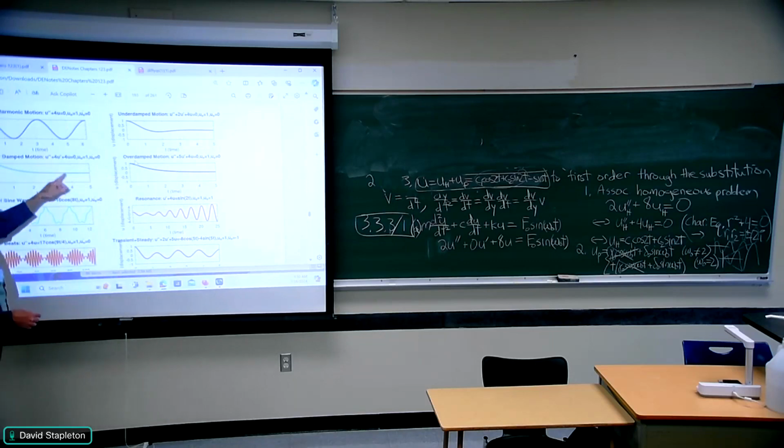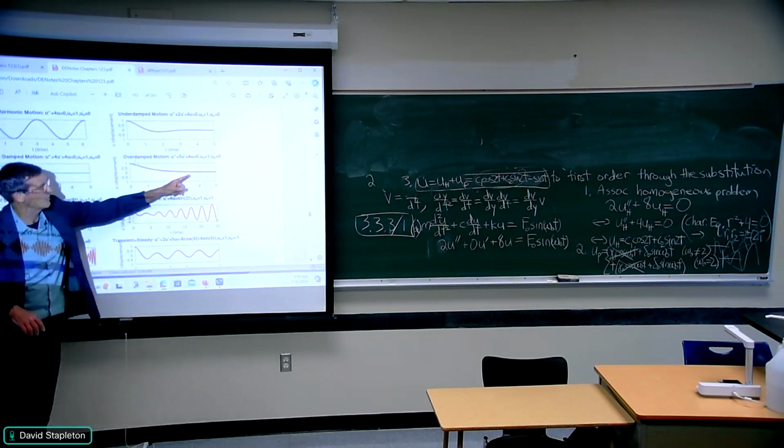In the underdamping case, the mass swishes back and forth across its equilibrium position, like the GIF we showed the other day. So there's underdamped. Here's critically damped, it just decays exponentially. Here's overdamped, and it decays slowly exponentially.